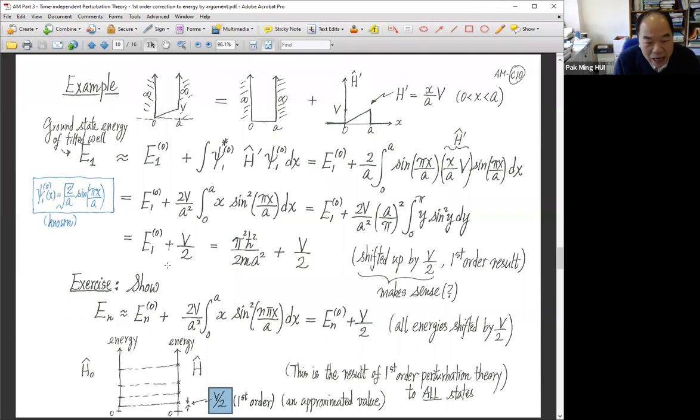Nonetheless, you see the difference between today and last week. Last week, if I ask you, hey, tell me something about this problem, you say, I don't know, sorry. I don't know anything. But today, at least you can tell me something using perturbation to first order. You can tell me every state is shifted up by an amount. That is quite different.